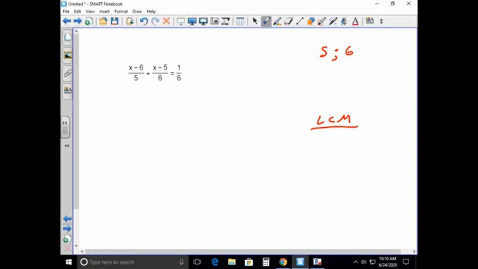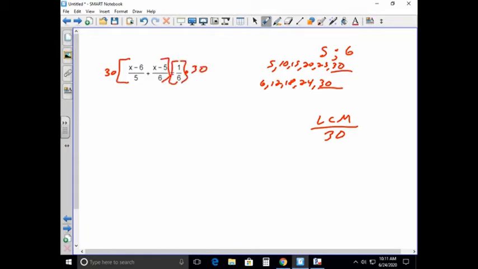So multiples of 5 are like 5, 10, 15, 20, 25, 30. Multiples of 6 are 6, 12, 18, 24, 30. Notice the first number that's in both lists is 30. 30 is a multiple of 5. 30 is also a multiple of 6. So that's what we're looking for. So we're going to multiply both terms on the left side by 30, and we're going to multiply the right side by 30. Now the right side is the easiest one because there's only one term.